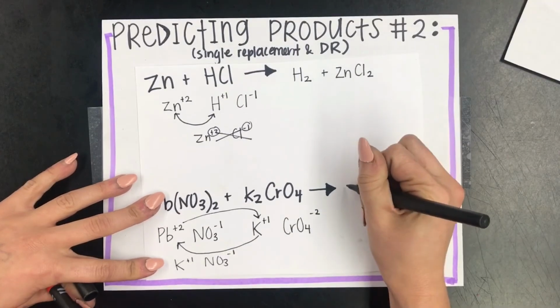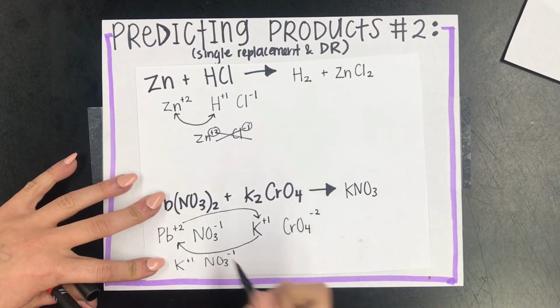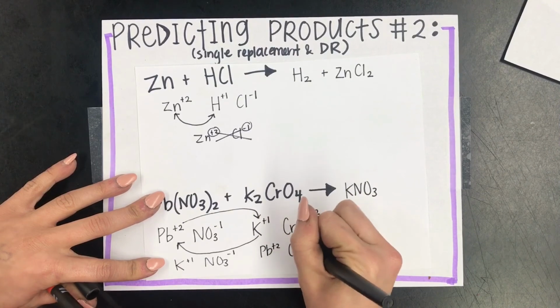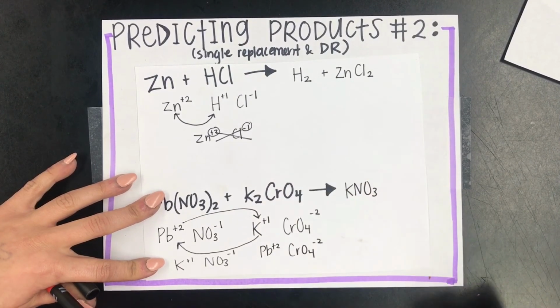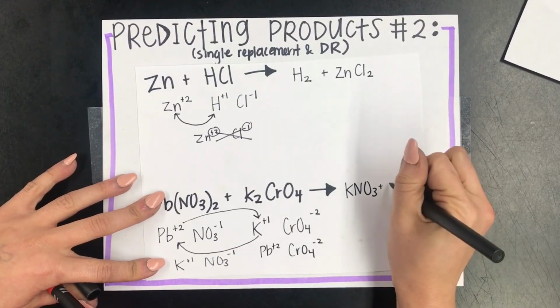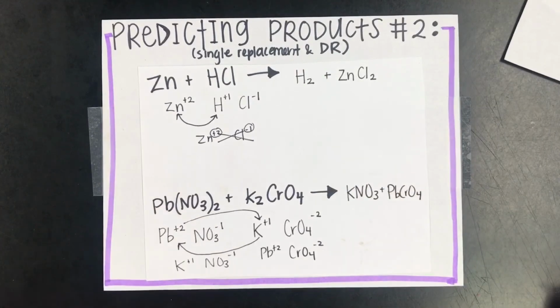These charges cancel out, leaving us with KNO3. Then around this side we have Pb +2, CrO4 -2. Conveniently, these charges are also going to cancel. PbCrO4. And you're done.